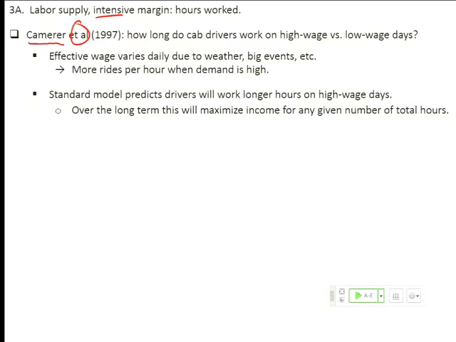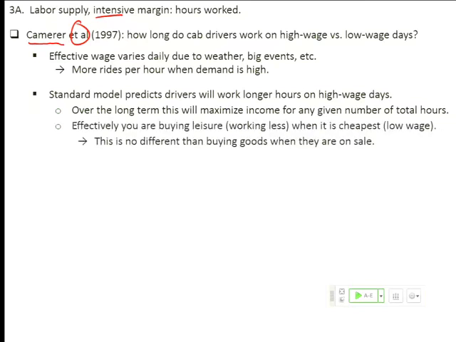So let me move on, because I'm noticing this semester that I'm getting way more into answering your questions and discussing things with you than I have in the past. So I want to make sure I get to the end of this or you won't be able to do the problem set. Okay, so effectively you're buying leisure, which is to say working less when it's cheapest, which is to say on low wage days. Okay, so here's what they did.